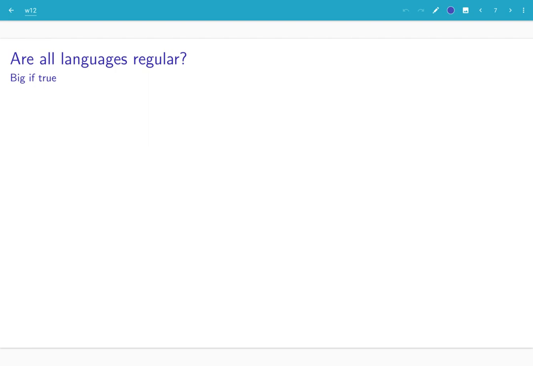In fact, we briefly talked about this in week 9 when we first talked about regular expressions, because we looked at this language 0 to the n, 1 to the n, and we puzzled over it and tried to come up with a regular expression, and many of you were pretty convinced that it wasn't possible to do so. But I said that at that point, we didn't really have the tools necessary to actually prove that there was no possible regular expression for that language. Well, the time has arrived. We now have those tools. We can actually prove that a language is not regular.